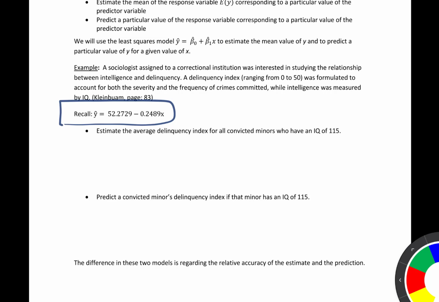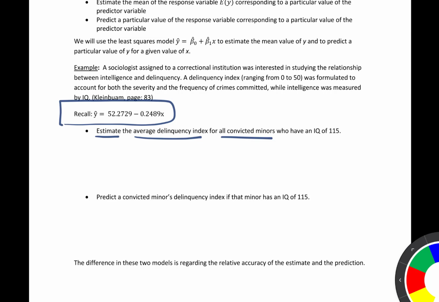So the first thing we're going to do is estimate the average delinquency index for all convicted minors who have an IQ of 115. A couple keywords to notice here are the words estimate, average delinquency index, or how the response variable is acting on average for all convicted minors. And this is what we call an estimation problem.